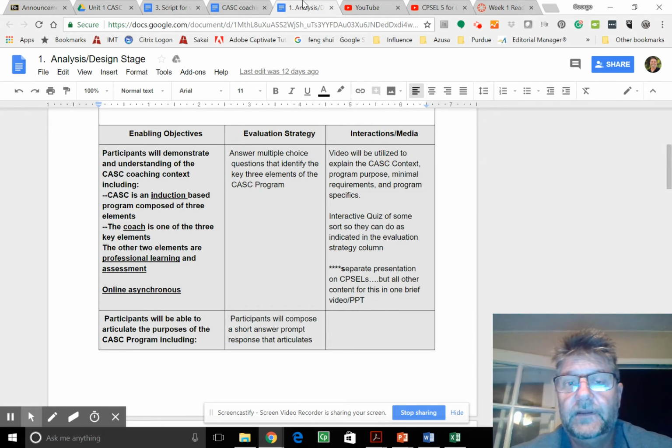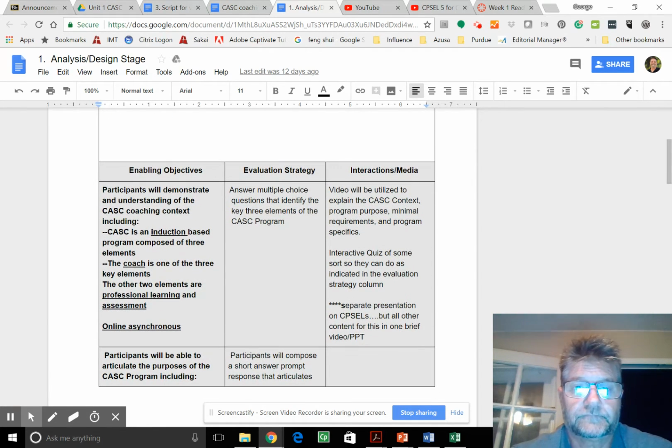And I bring that point up because the documentation that you use has to fit A, your organization, and B, it has to fit you as well, and it has to fit the team also, because you don't want to be overburdened by paperwork, but you need it so you have everything that's required. So in this case, we have enabling objectives, evaluation strategy, and then interactions or media, what it's going to be. So in this one, we have our enabling objective here.